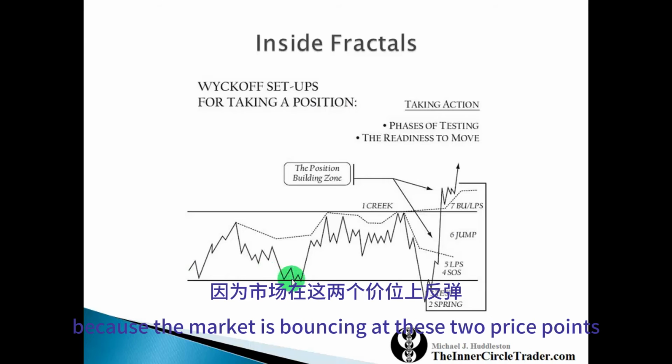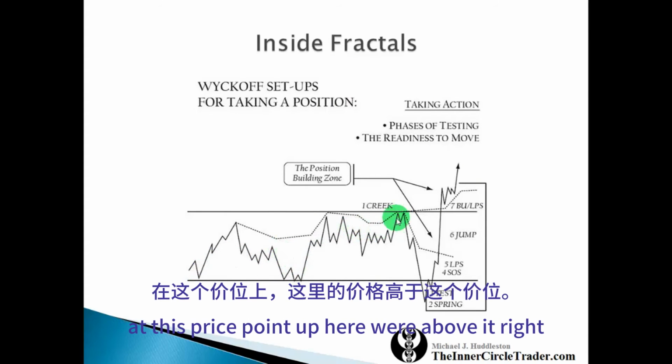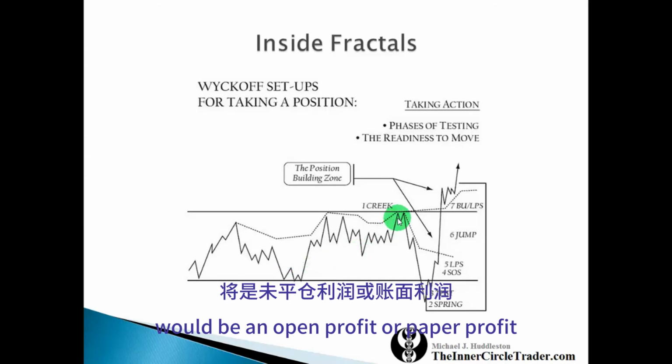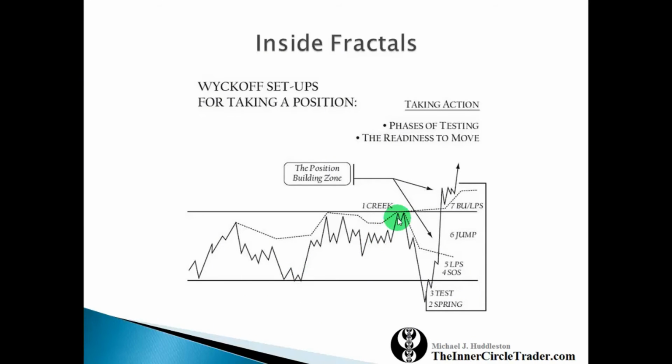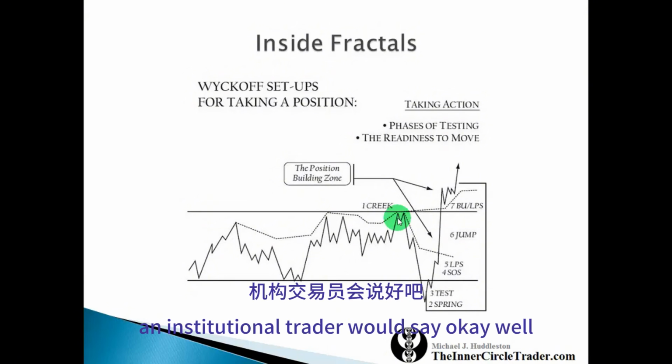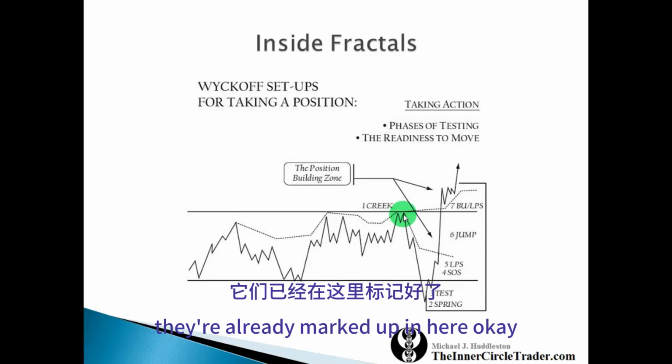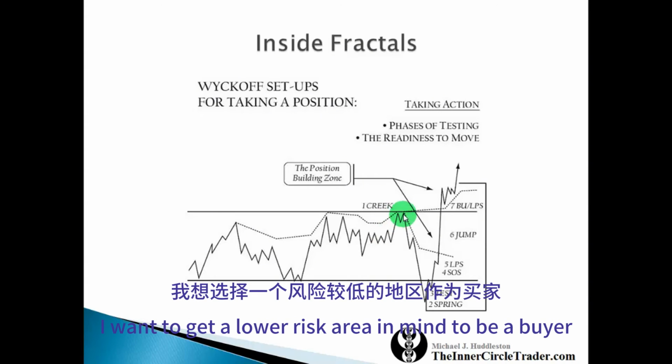Why is it sell stops? Because the market is bouncing at these two price points. At this price point up here, we're above it, right? So anyone that would be long from this level here would be in open profits or paper profit, unrealized gains, if you will. An institutional trader would say, okay, well, I don't want to buy at these inflated prices. They're already marked up in here. I want to get a lower risk area in mind to be a buyer.